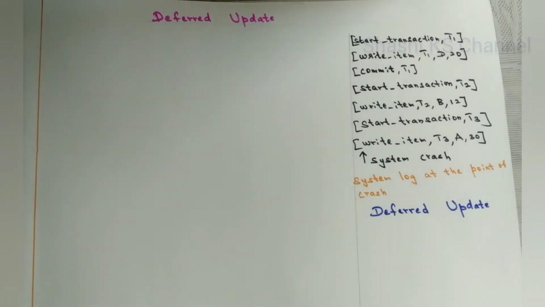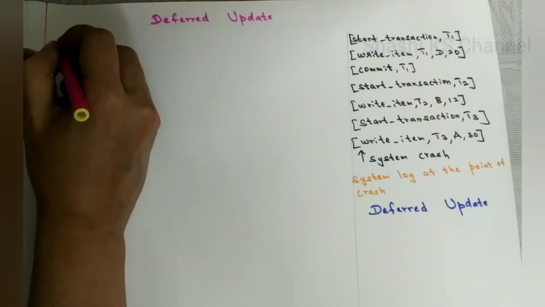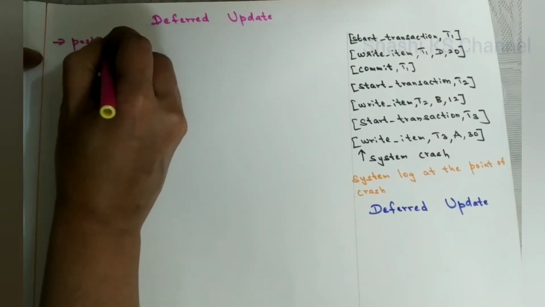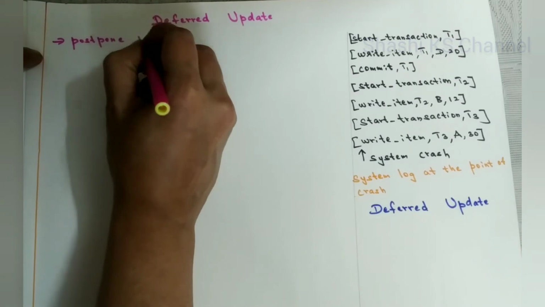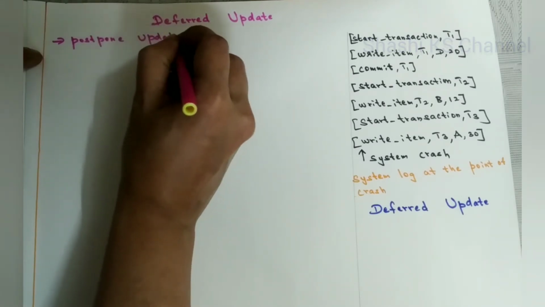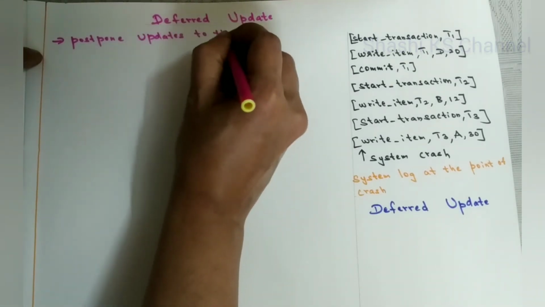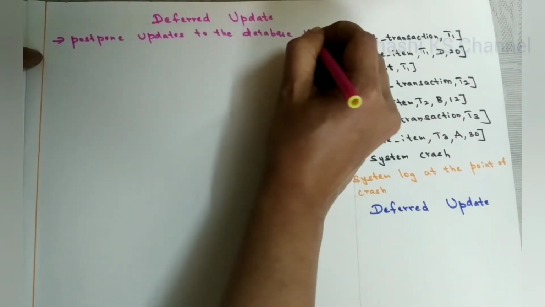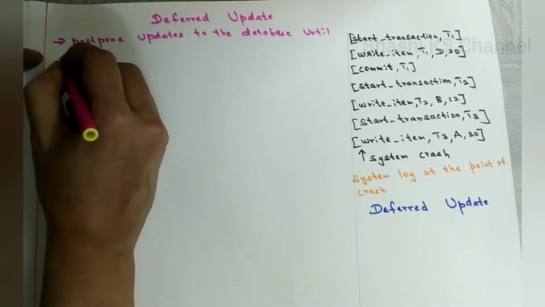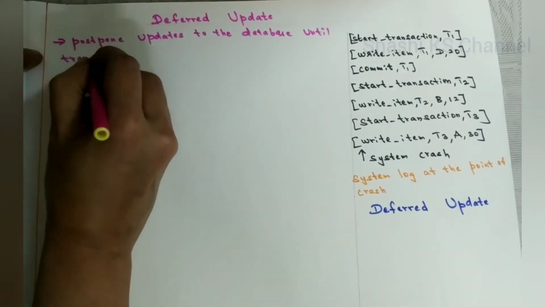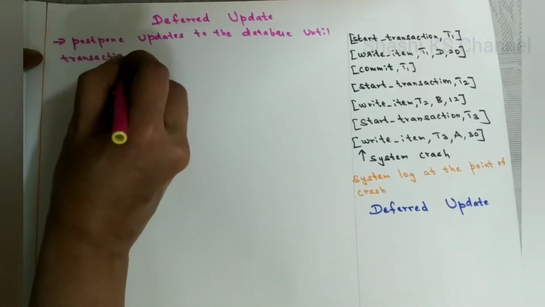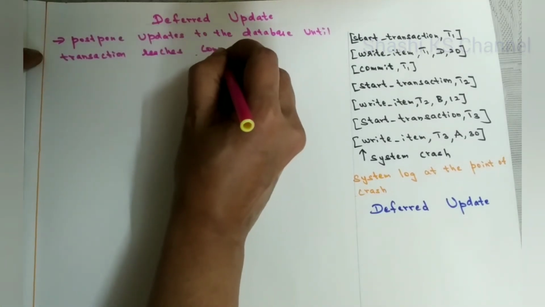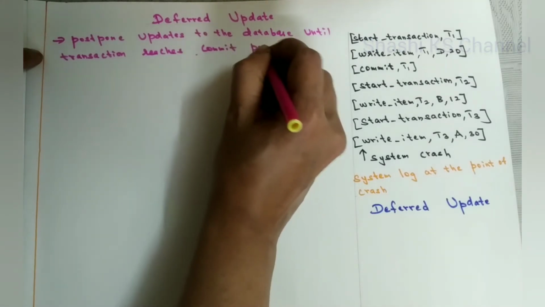Now coming to the topic of deferred update. Deferred update means you postpone updates to the database until the transaction reaches its commit point.